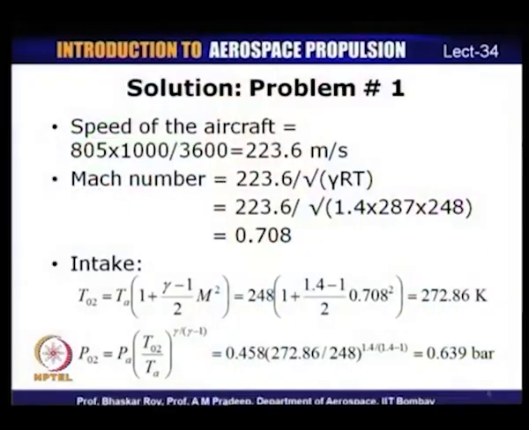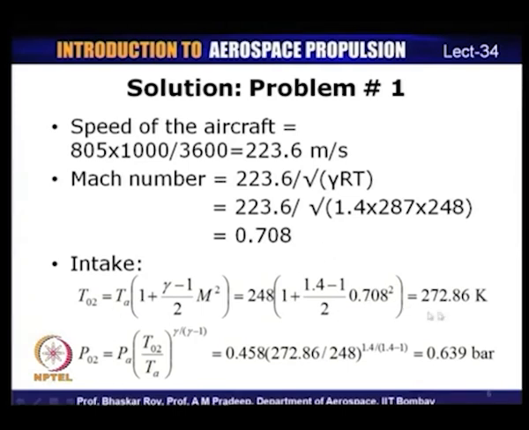So, for the intake we have T02, which is the intake exit stagnation temperature. This is Ta into 1 plus gamma minus 1 by 2 M square. Ta is given as 248 Kelvin. So, this is multiplied by 1 plus, gamma is 1.4, so 1.4 minus 1 by 2 into M square, where M is the Mach number, 0.708. We have just calculated that.